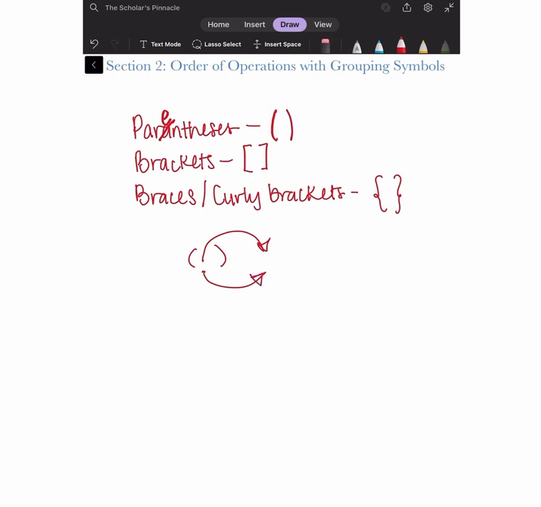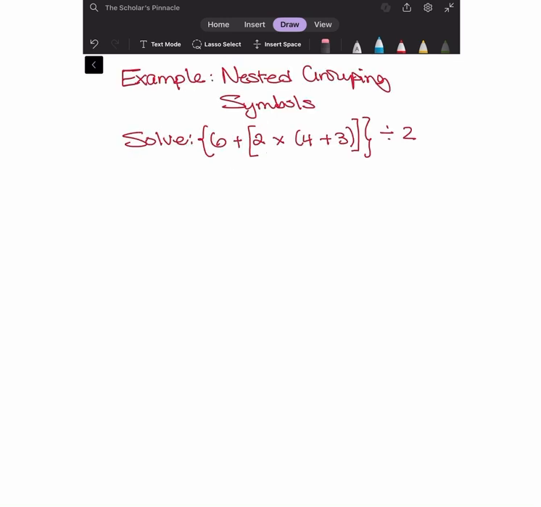We are going to look at an example showing nested grouping symbols and working out those expressions to be able to get an answer. Now, take a look at this example. It looks pretty complicated. 6 plus bracket open, 2 times parentheses open, 4 plus 3 parentheses close, bracket close, curly bracket close, all divided by 2.